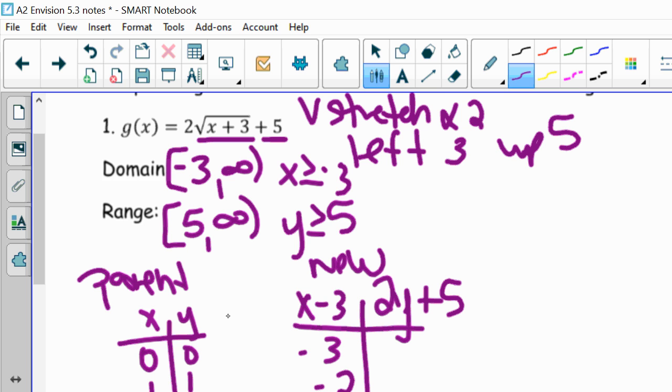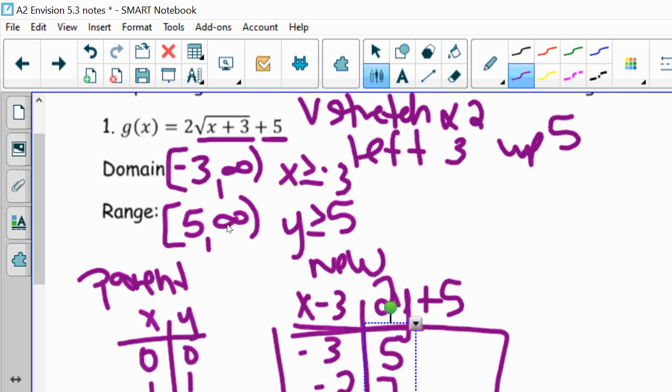2y plus 5. So 2 times 0 is 0, 0 plus 5 is 5. 2 times 1 is 2, 2 plus 5, 7. 2 times 2 is 4, 4 plus 5, 9. 2 times 3 is 6, 6 plus 5, 11. This is what we're going to graph.